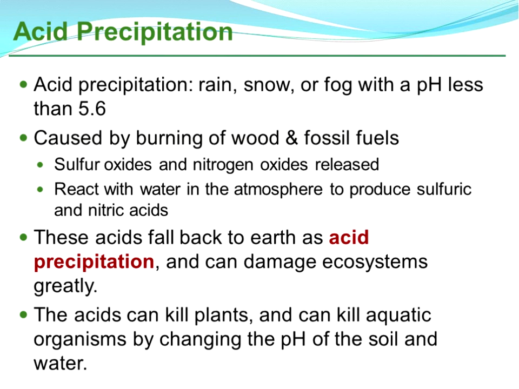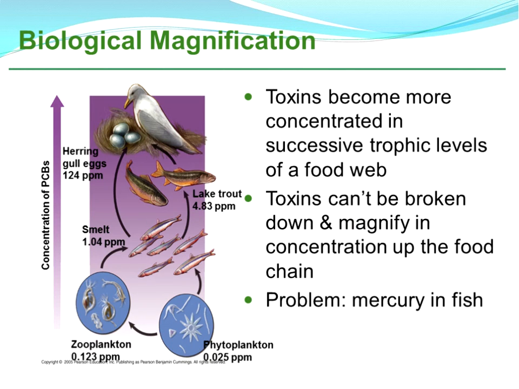And so when they fall back down to the earth, it's known as acid rain, and it can kill plants and other organisms because it changes the soil and the water pH. So it can have a very big effect on our ecosystems if it continues to be a big problem in an area.